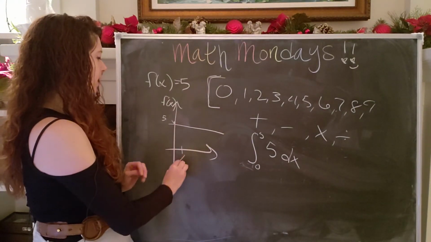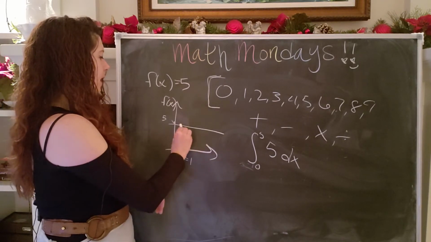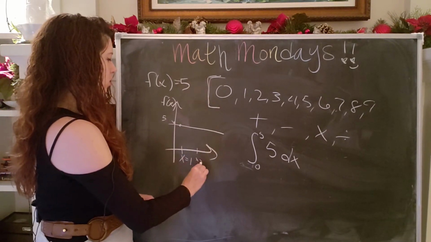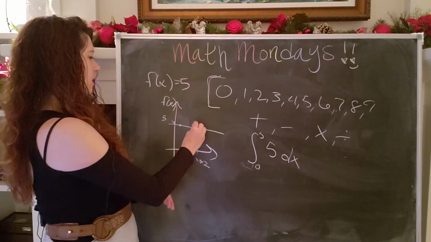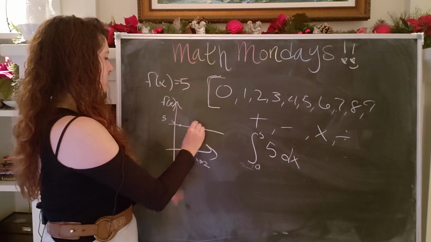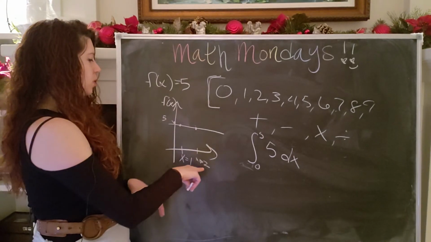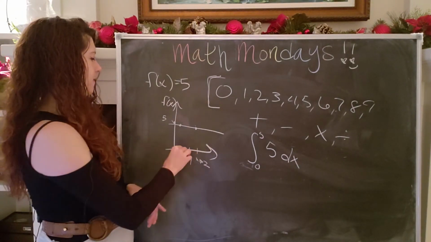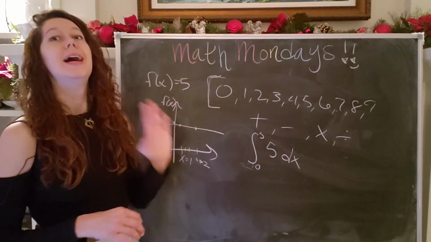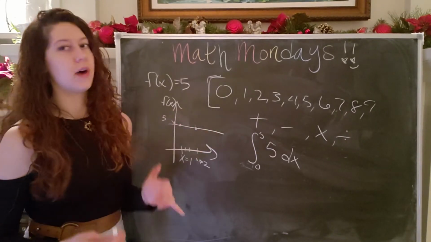So for any value of x, if x equals 1, f of x is 5. For x equals 2, f of x is always 5 for every value of x, whether it's x equals 1, x equals 2, x equals 1.5, x equals 1.25, our function always equals 5.